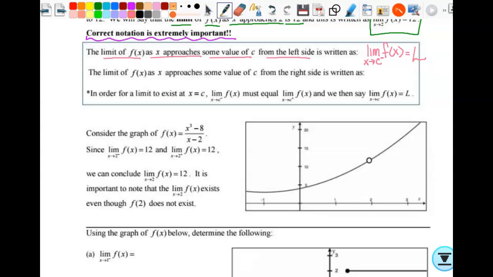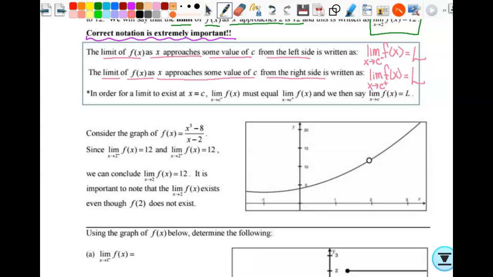It looks like an exponent, but it really isn't. So then the limit of f of x as x approaches some value c from the right side, limit of f of x as x approaches c from the right, so there's a little plus sign up there. So in this particular case, as we approach from the left, we approach 12. As we approach from the right, we approach 12. And so since we're approaching the same thing from both sides, that means that the limit itself exists.